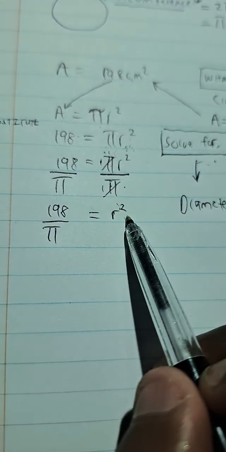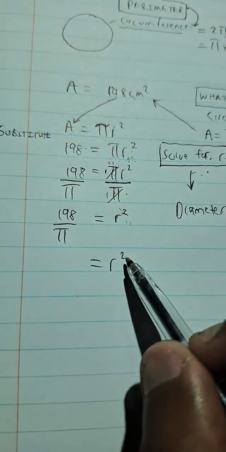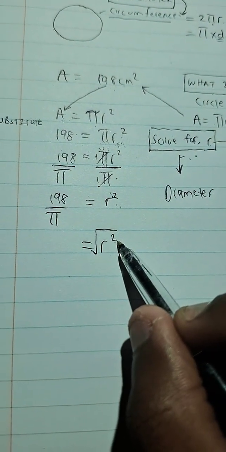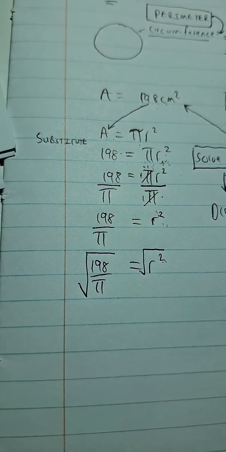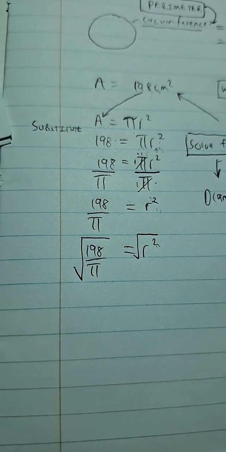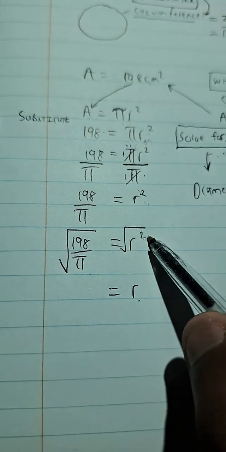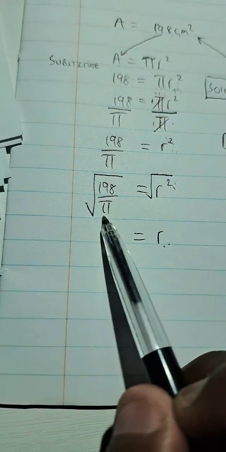But r is still not alone. We have the exponent 2. That needs to also go. How do we get rid of the exponent 2? We take the square root. But remember, what we do on the left, we do on the right. So the square root of 198 over pi is what we are going to take. That leaves me on the right with just r, because the square and the square root cancel each other. Then I'm left with the square root of 198 over pi.